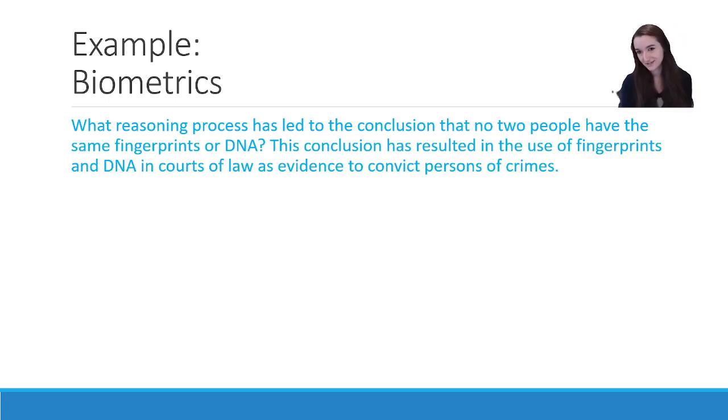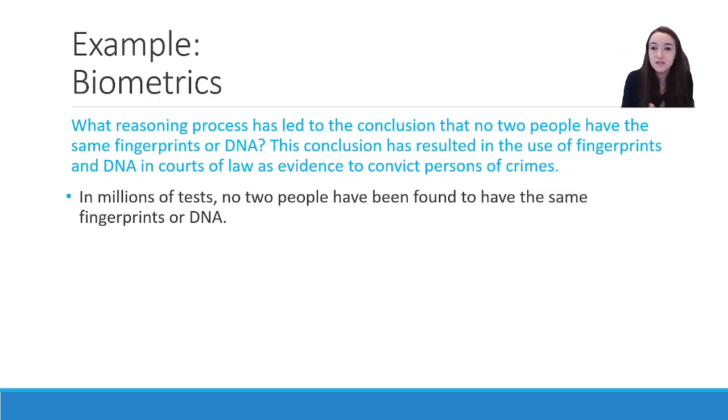So, for example, we're going to look at biometrics. What reasoning process has led to the conclusion that no two people have the same fingerprints or no two people have the same DNA? This is a thing that you've probably heard before. Everybody has unique fingerprints. Everybody has unique DNA. But how do we know this? This conclusion has resulted in the use of fingerprints and DNA in courts as evidence to convict people of crimes, etc. But how do we know this? Why are we allowed to use this in court?